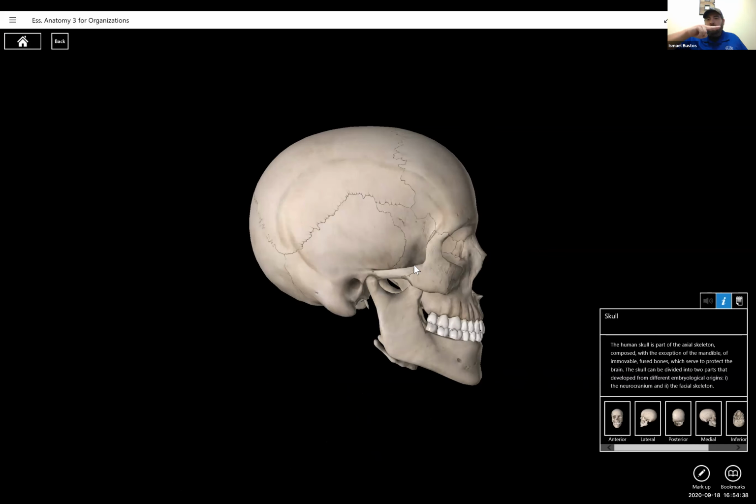Tilt is a different story. Tilt is going to be superior, inferior separation. So if I have something in the skull like this, and I tilt, one will come higher than the other, one will go lower. Okay, so anterior, posterior separation is rotation. Superior, inferior separation is tilt.